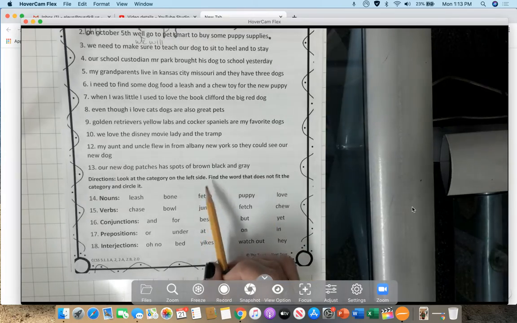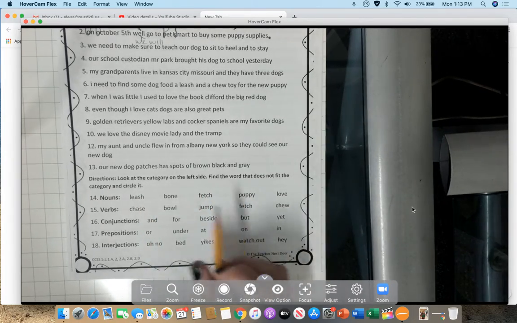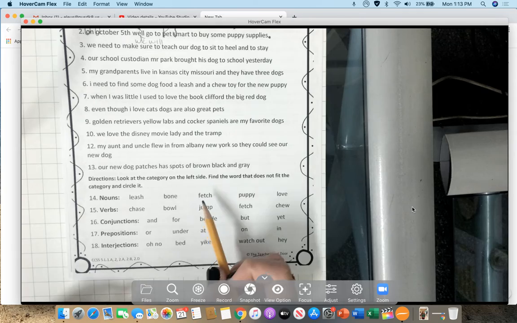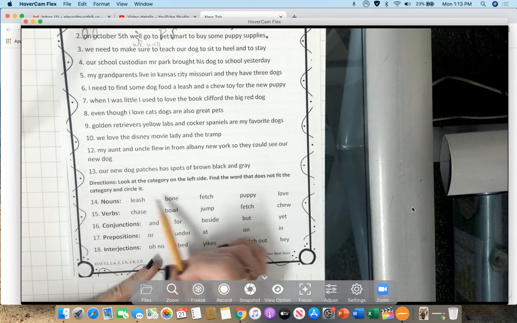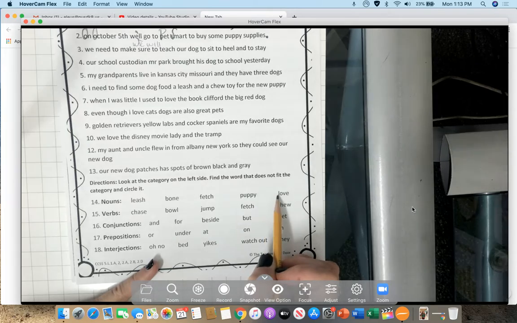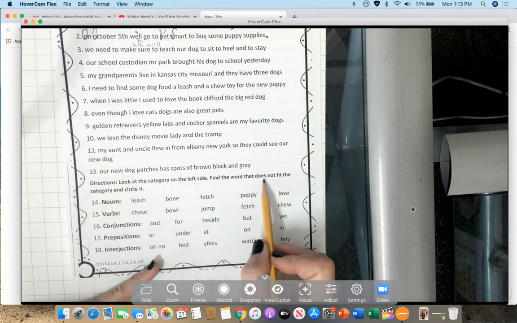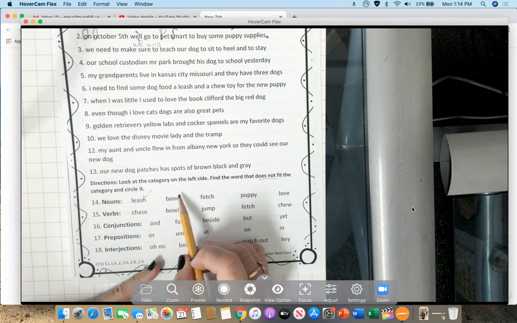What you're going to do is find the word that does not fit the category and circle it. I will do the nouns. You can do verbs, conjunctions, prepositions, and interjections on your own. Here we go. Nouns. So what I want to make sure is that each of these is a noun. If one of them is not, I need to circle it as we're finding the one that does not fit the category. Leash is a thing. That's a noun. Bone is a thing.